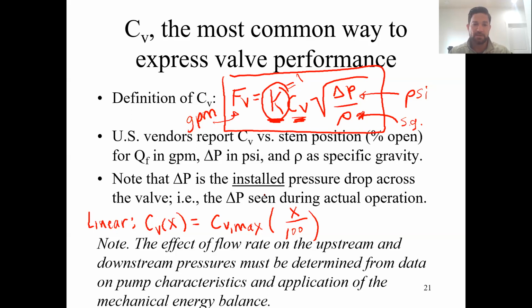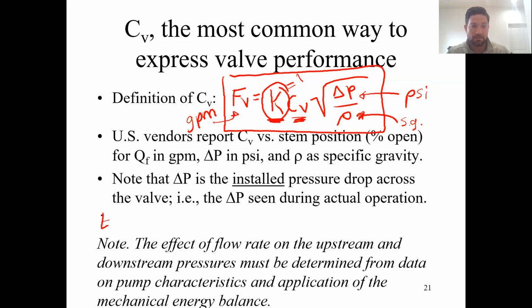Okay, so if we think about what this means for a linear valve, let's say it's 75% open. X is 75, therefore the value of CV would be 75% of the CV max, right? So CV is linear as a function of valve position. Okay, so that's what the linear valve means. So I'm going to erase this now, and we'll see what it means for equal percentage.